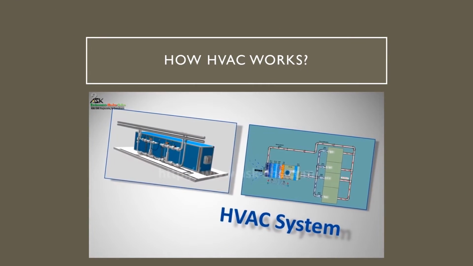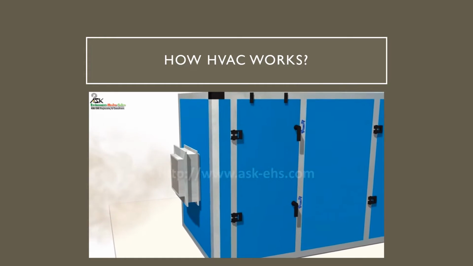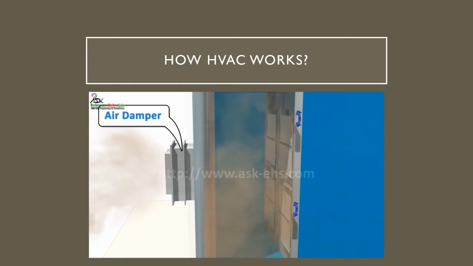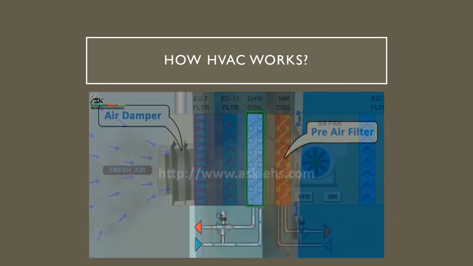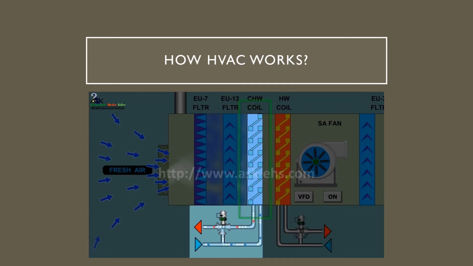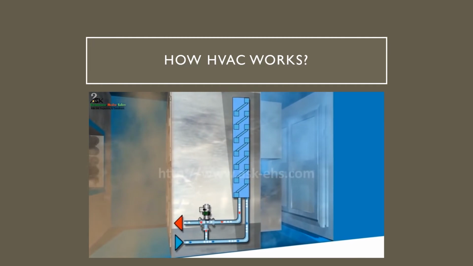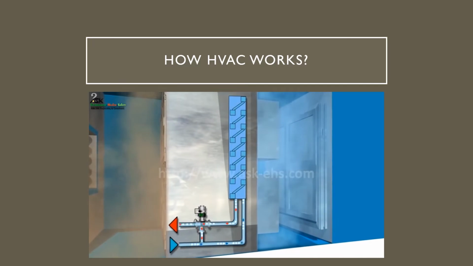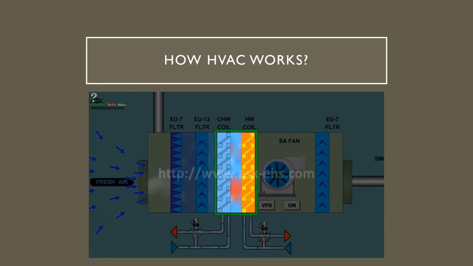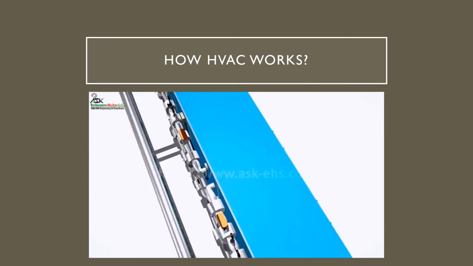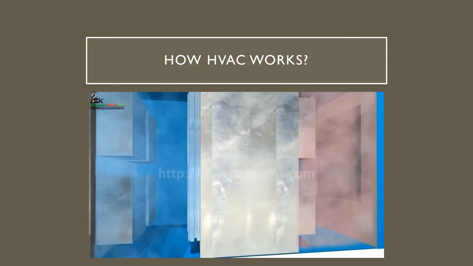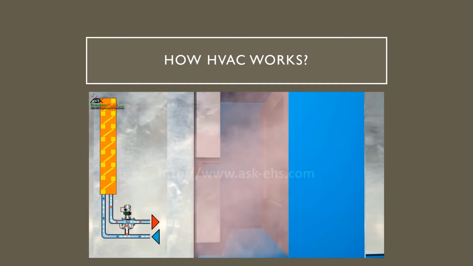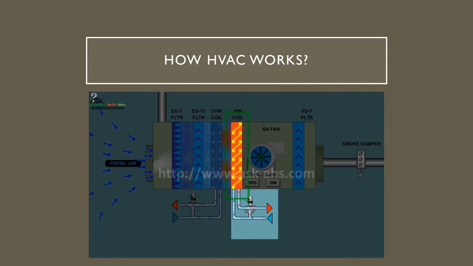HVAC system. The outside air is taken into the system from the fresh air damper, which passes through the pre-air filter to be purified. The purified air then passes through the chilled water coil, which cools the air to the desired temperature. The chilled water and hot water coils constantly receive water from a chiller and boiler respectively. Now, the cool air, when it passes through the hot water coil, loses its humidity as desired by the user.